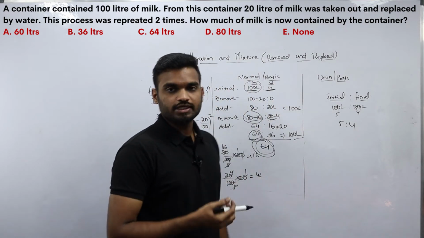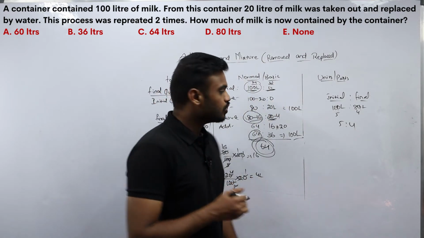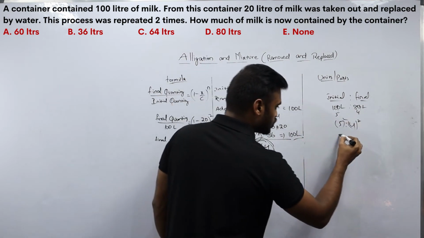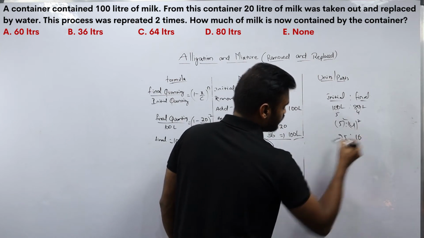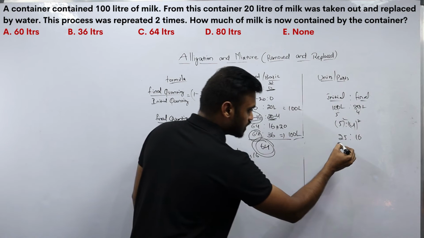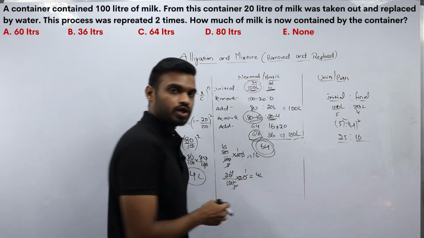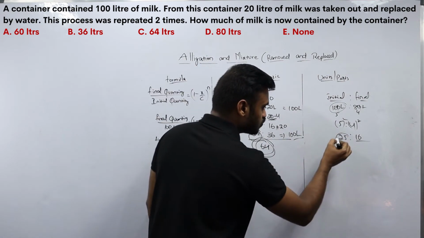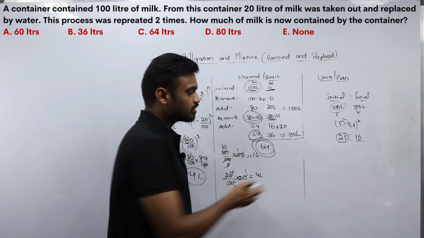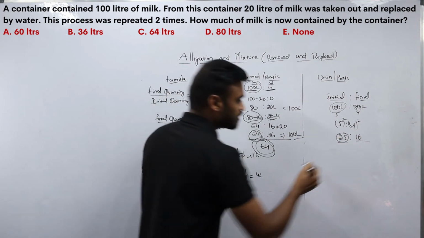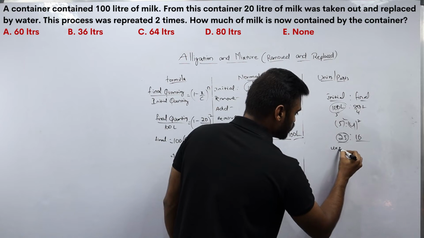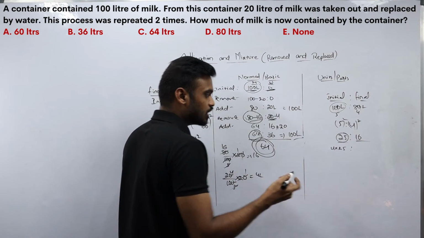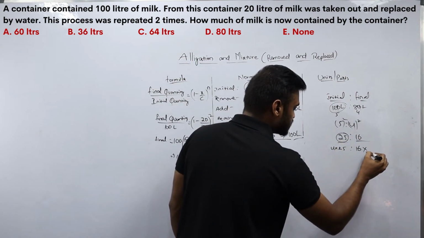Now we are doing this taking out and replacing 2 times, so I am squaring both the values. 5 squared will be 25 and 4 squared will be 16. Now the initial quantity is 25 parts and the final quantity is 16 parts. We already know the initial quantity is 100 liters, so we need to make this 25 as 100. How can we make 25 as 100? By multiplying with 4. Since I am multiplying the left side value with 4, I need to multiply with the same value on the right hand side also. So I am multiplying 16 into 4.